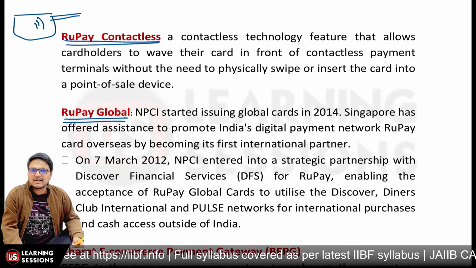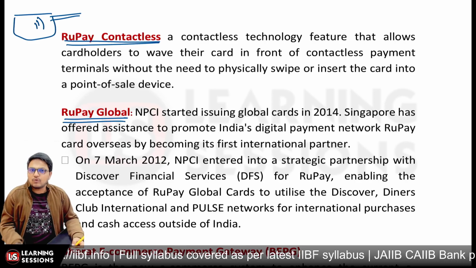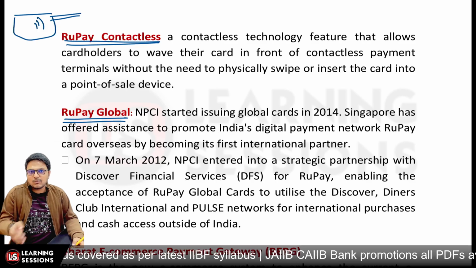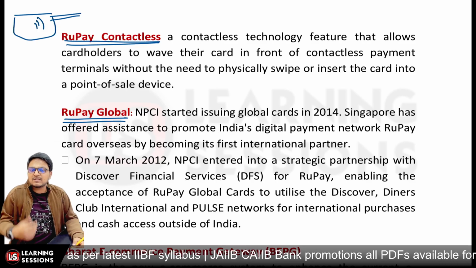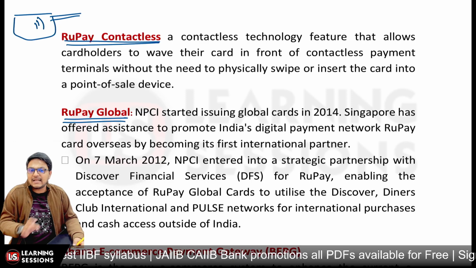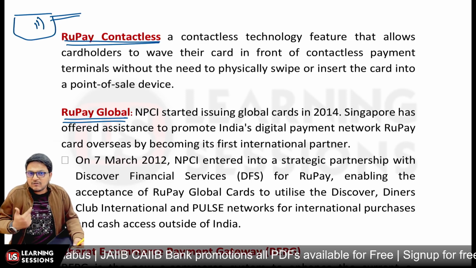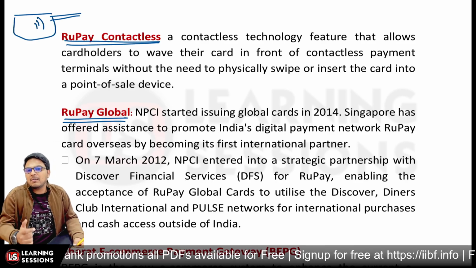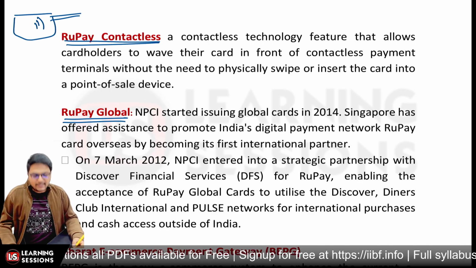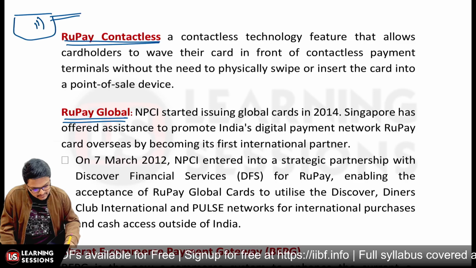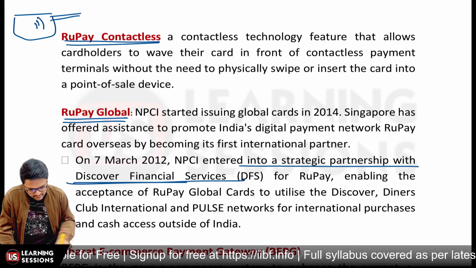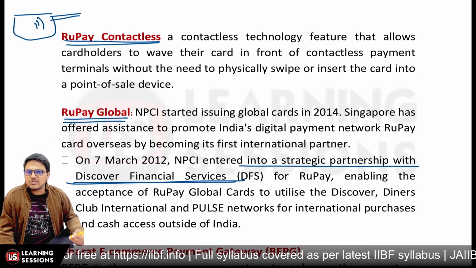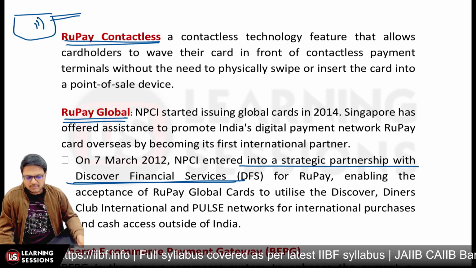NPCI started issuing RuPay Global cards in 2014, and Singapore offered assistance for the same. They wanted India's digital payment network to be usable overseas as well. Singapore became the first international partner for the same, and on March 7, 2012, NPCI entered into a strategic partnership with DFS, that is Discover Financial Services. Discover is also a network which accepts payments, an international network like Visa, MasterCard, etc.